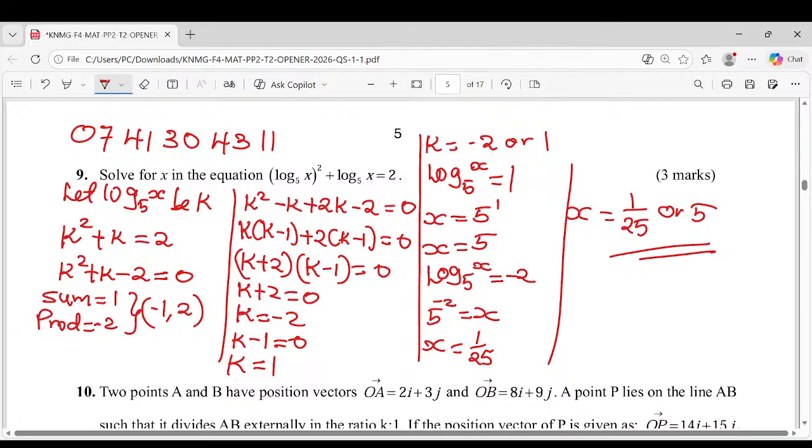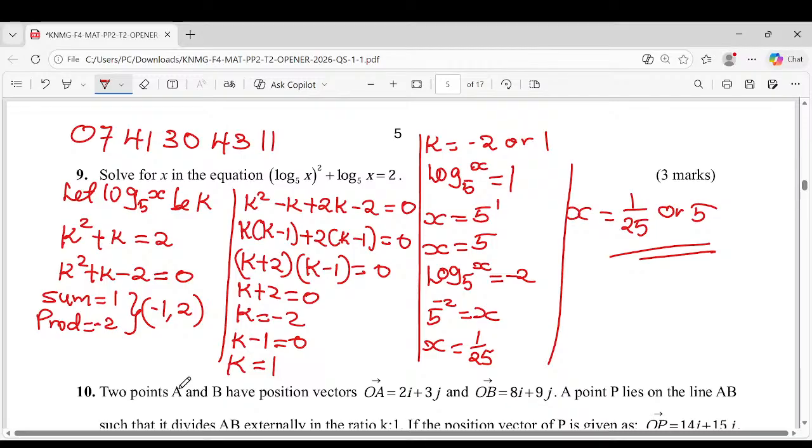Wonderful discussions, ladies and gentlemen. I love the questions in this paper. I don't know if you're also enjoying them. I have a feeling that this paper has the standards that a KCSE exam can have. So take the discussion very seriously. Drop comments where you need clarification, or you can even reach out via that particular number.